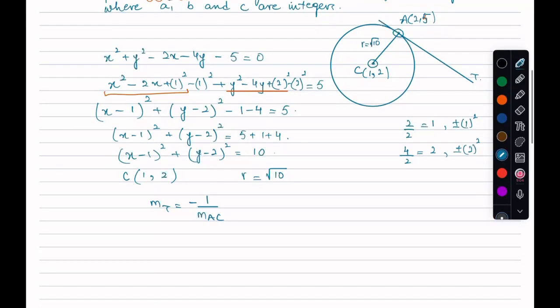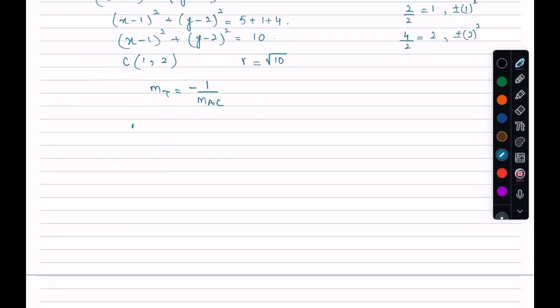I have the coordinates of A, which is (2, 5). The center was just found as (1, 2). Therefore, the gradient of AC will be equal to (5 minus 2) divided by (2 minus 1), and this gives me 3 divided by 1. Therefore, the gradient of the tangent AT will be equal to negative 1 by 3.